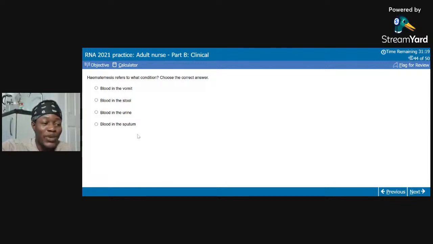Hematemesis simply means what? Hem, that's blood. Emesis is vomit. It should be vomit, not stool.